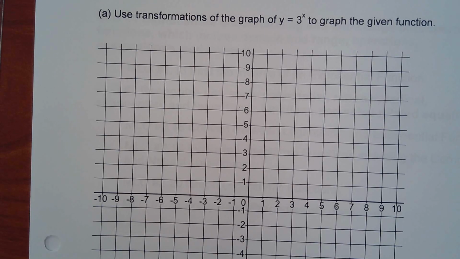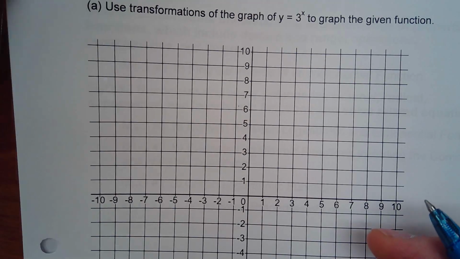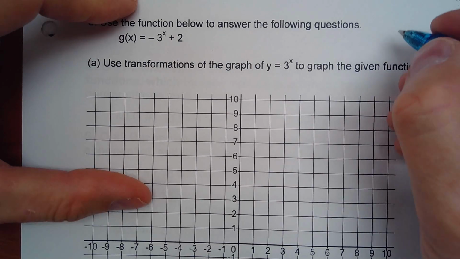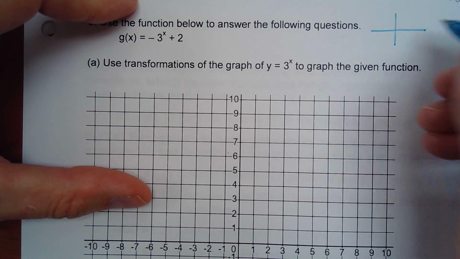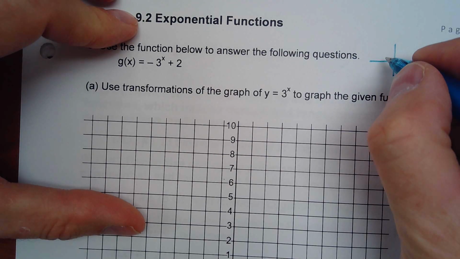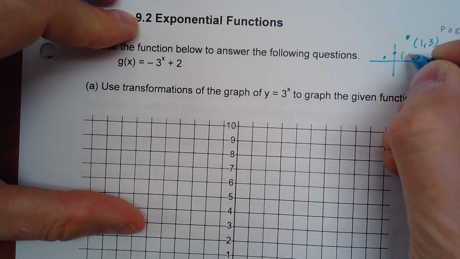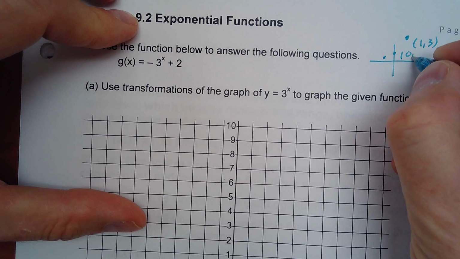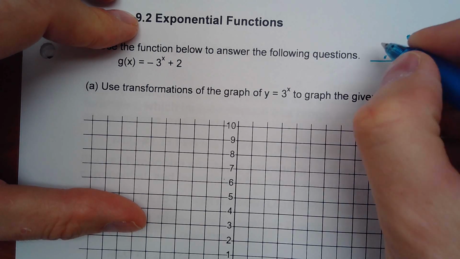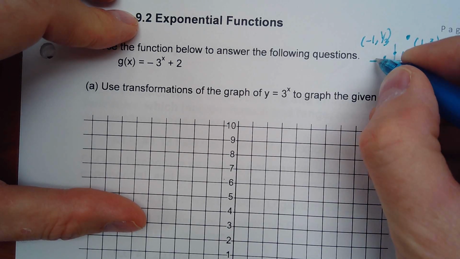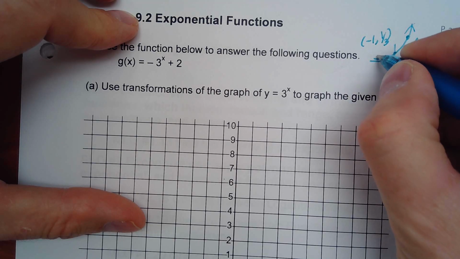Alright, so let's see if we can do this. So now I'm looking at my graph of 3 to the x, and just have to think about how this works. So again, I got those anchor points: 1 comma 3, 0 comma 1, and negative 1 comma 1/3. So there's my parent function.